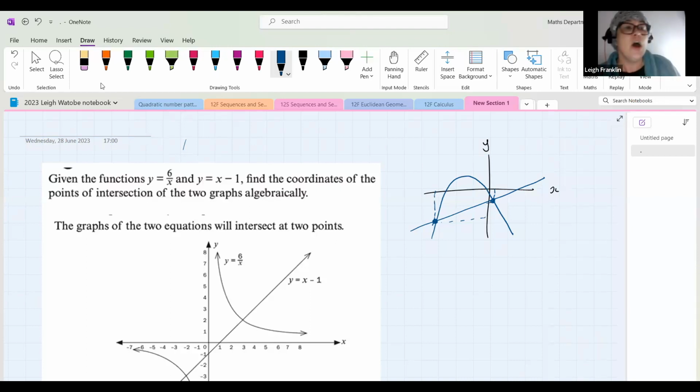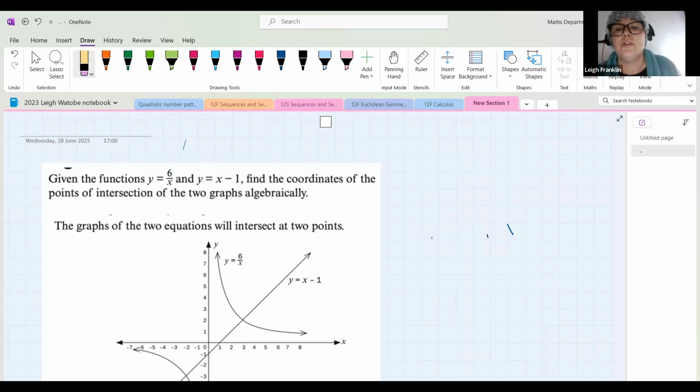In the case of the first example that Mr. S has given us, this really isn't such a bad one to do. This would be more like a grade 10 problem because our hyperbola has not been shifted to the left or the right or up or down. It's still in the form y equals a over x. So he's given us y equals 6 over x. And he has also given us the straight line y equals x minus 1.